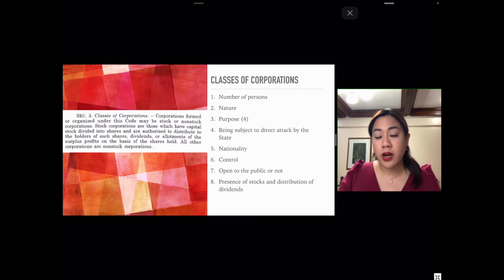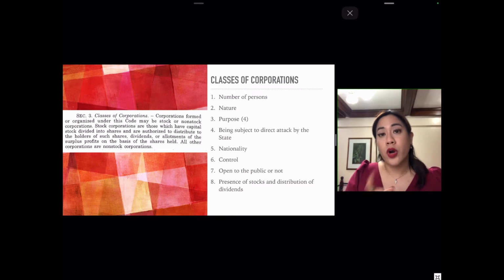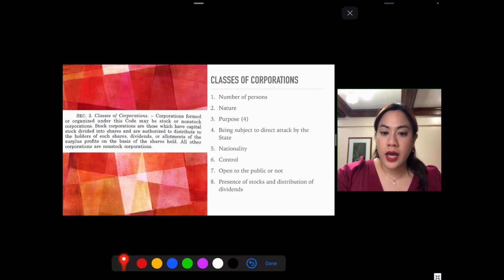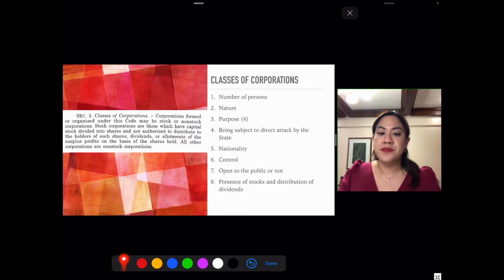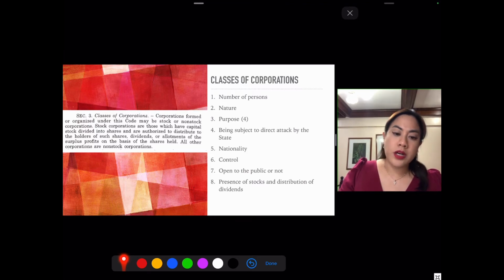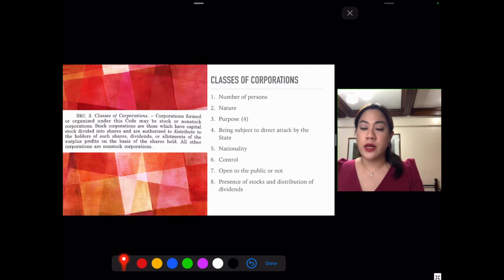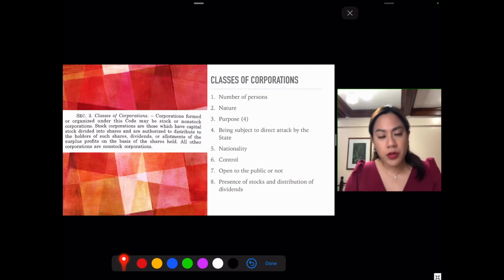Looking at Section 3, there are two elements to make a private corporation a stock corporation. Number one, that they have capital stock divided into shares. And number two, that the distribution of dividends or allotment of surplus profits are on the basis of the shares held. On the other hand, non-stock corporations are usually for public good and welfare. Their capital is sourced from contributions and donations and they are governed by a different section of the RCC, which we will discuss later on.